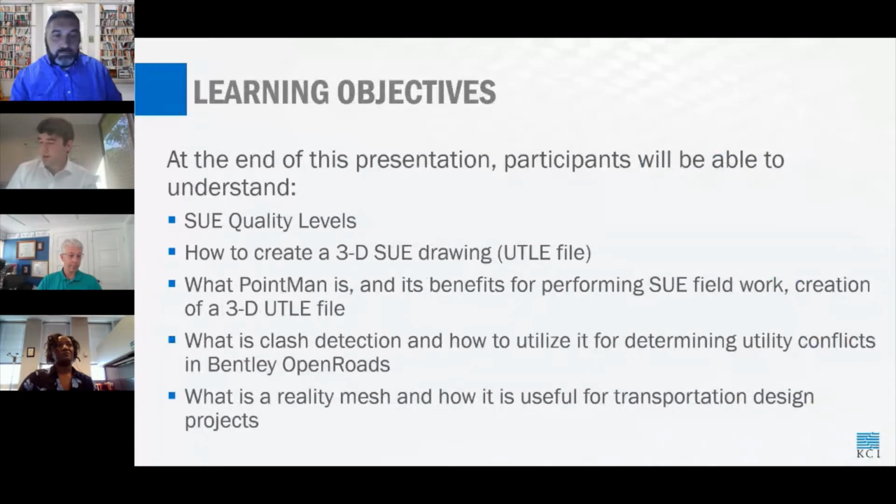So to briefly summarize what to take away from this, first we'll quickly review subsurface utility engineering, or SUE, and how utility information is depicted. And then we will go and learn how to create a 3D utility model from 2D SUE data. And then we'll talk about something called clash detection, which allows us to more effectively identify utility conflicts, and then finish by talking a little bit about what a reality mesh is and how that plays into 3D design. I'm ready, Joseph.